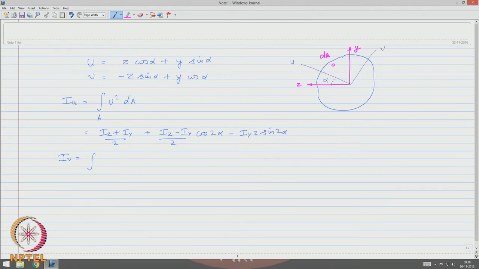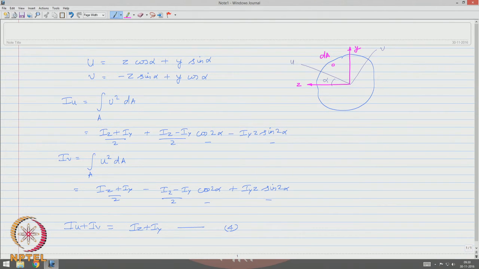and I v is the integral for the entire area with second moment of area u square dA, which was derived as I z plus I y by 2 minus I z minus I y by 2 cos 2 alpha plus I y z sin 2 alpha. By looking at the above two equations of I u and I v, one can straight away write a simple observation that adding these two, I u and I v, because the negative cos 2 alpha terms and sin 2 alpha terms will get cancelled, I will get simply I z plus I y, which we said equation 4.